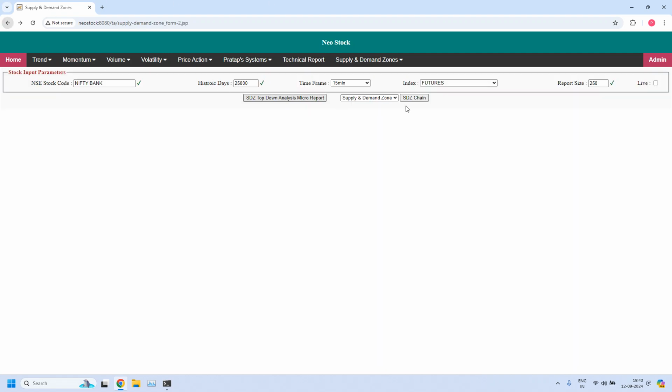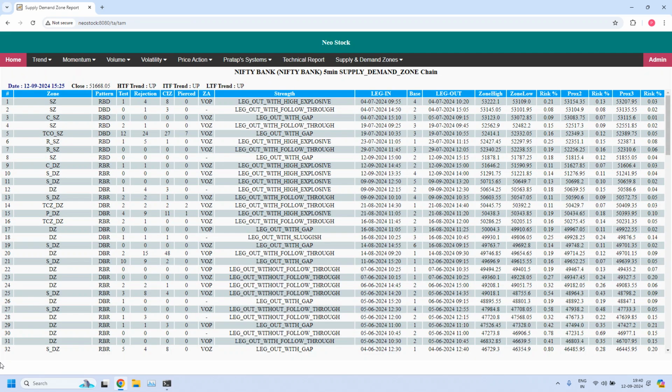The next time frame is 5 minutes. I am generating 5 minutes supply demand zone chain for BANKNIFTY. So this is about BANKNIFTY supply demand zone chain. With this we have completed both NIFTY and BANKNIFTY supply demand zone chain.